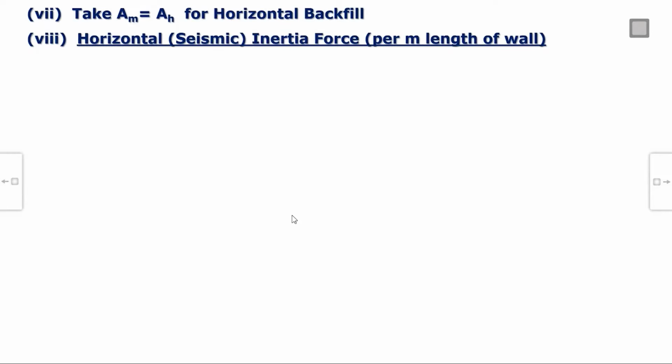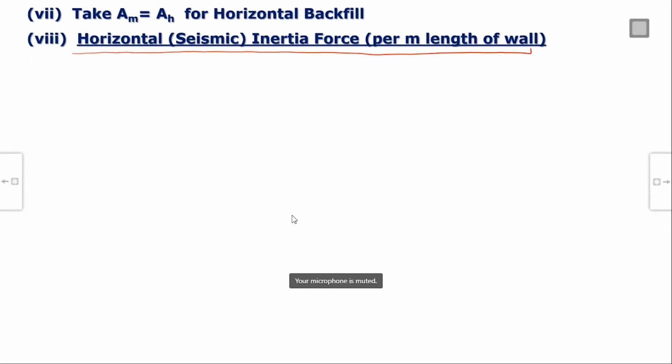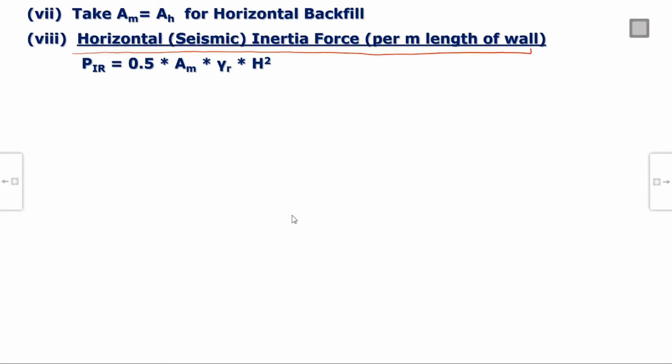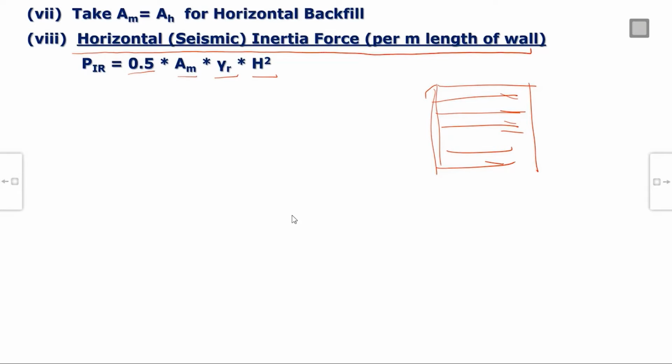Because of this horizontal acceleration due to earthquake, we will calculate the horizontal or seismic inertia force per meter length of wall, perpendicular to our plane of working. That is called PIR. This is inertia force, means if this is my fascia and this is my reinforced fill, because of its weight, the inertia of this, whatever horizontal force extra will come, it is given in the FHWA code: 0.5 AM gamma R H square, PIR.